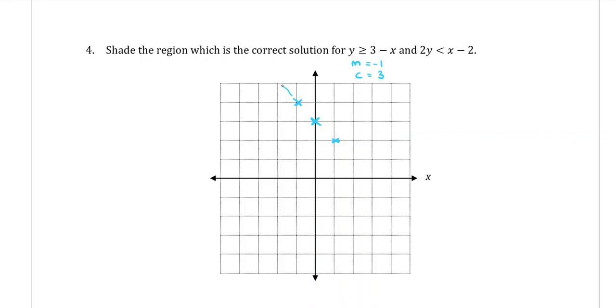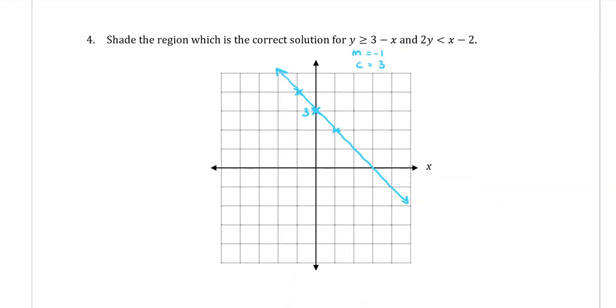I'll use a ruler. That is going to be a solid line because it was a greater than or equal to sign. So there's my line. Making it nice and long because it's going to need to intersect with the second one that I'm about to draw. I'm going to label the intercept on there. Okay, moving on to the second one.